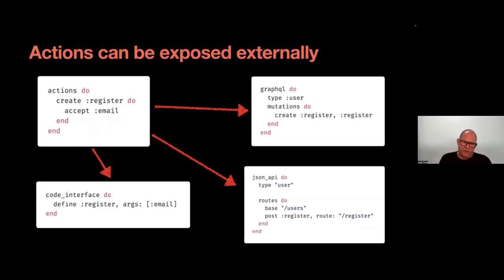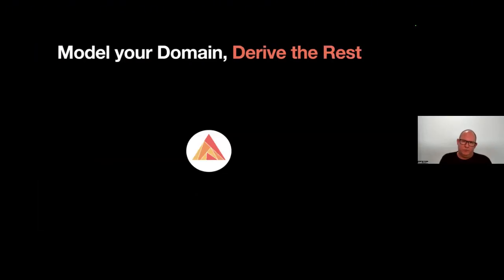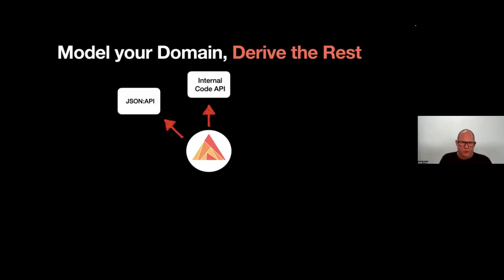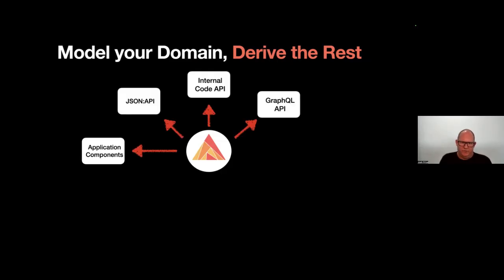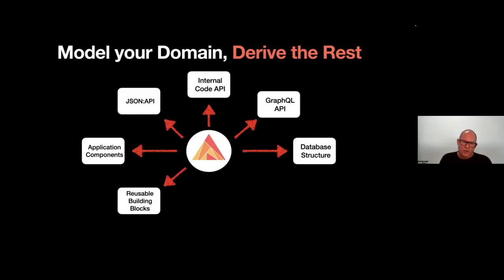Or code interfaces allow Ash to basically write the code that you would write yourself. And I think there's very few cases, I'm not aware of any, where it can't just write the code for you because you've declared it. It can just write your interface, which is pretty cool. So model your domain, derive the rest. That's hopefully the short and sweet explanation of the kinds of things that we're doing with Ash.